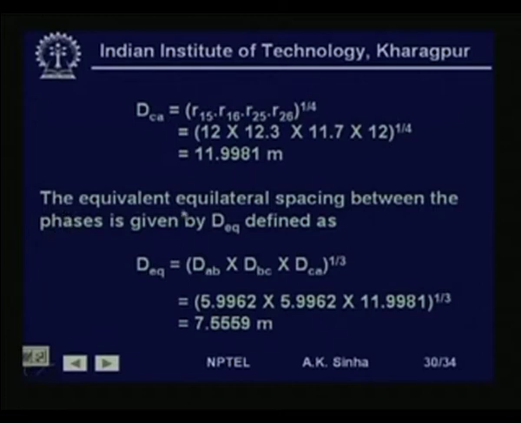Now, the equivalent equilateral spacing between the phases is defined as D_EQ equal to the cube root of D_AB into D_BC into D_CA. So, if we find out the equivalent equilateral spacing D_EQ, that comes out to be the cube root of 5.9962 into 5.9962 into 11.9981, that comes out to be 7.5559 meter.